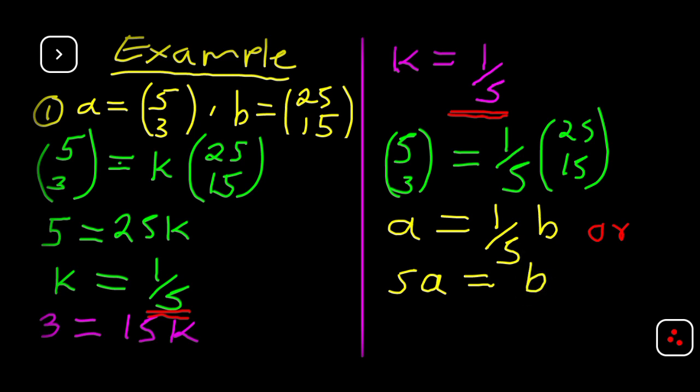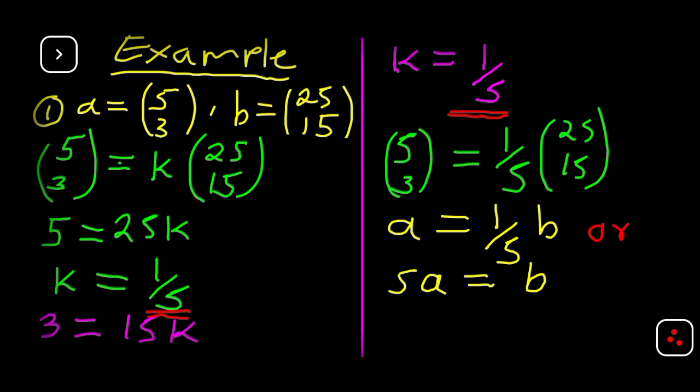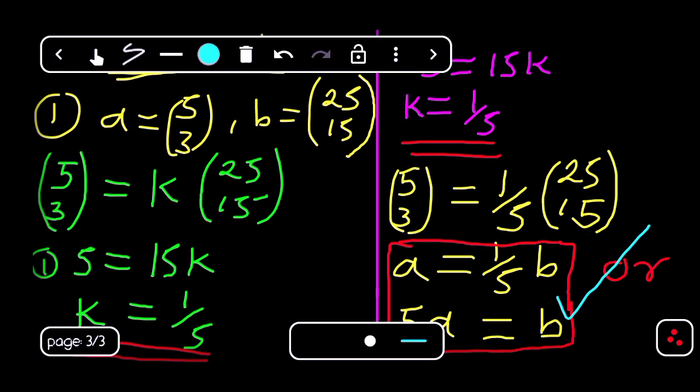Very interesting. We can say that 5A is equivalent to vector B, and in conclusion, vector A is parallel to vector B. That's what we were looking for, because we have found that B is a scalar multiple of vector A, and vector A is a scalar multiple of vector B. Therefore, the two vectors A and B are parallel. Very correct. Let's look at another example.